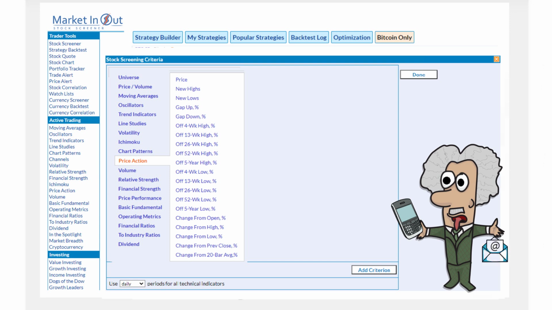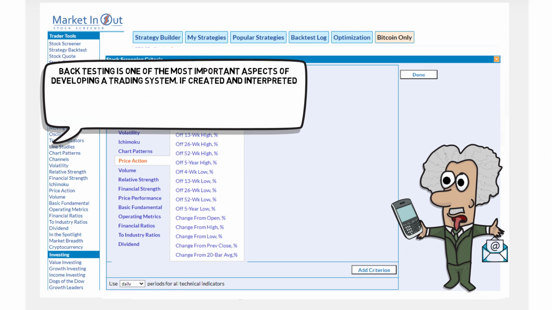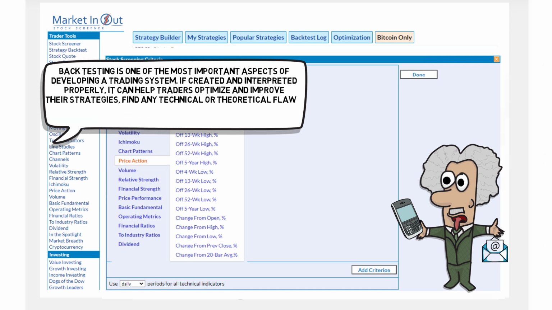The website Investopedia summarizes the importance of backtesting best by quoting, "Backtesting is one of the most important aspects of developing a trading system. If created and interpreted properly, it can help traders optimize and improve their strategies, find any technical or theoretical flaws, as well as gain confidence in their strategy before applying it to the real-world markets."